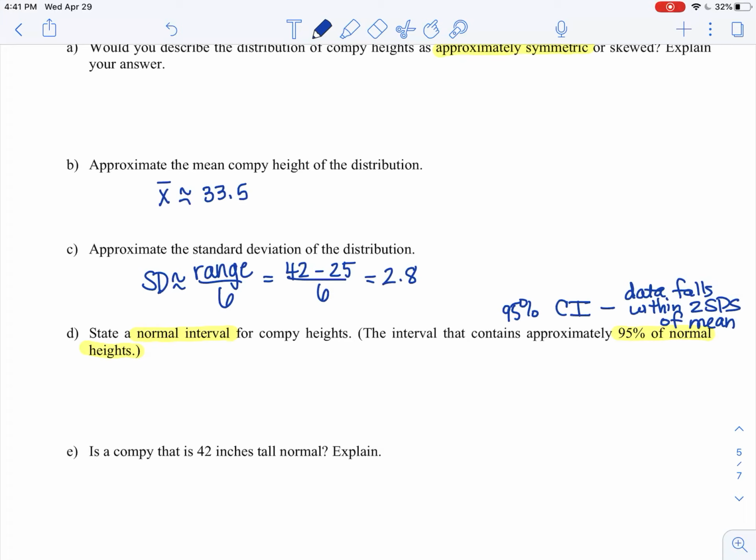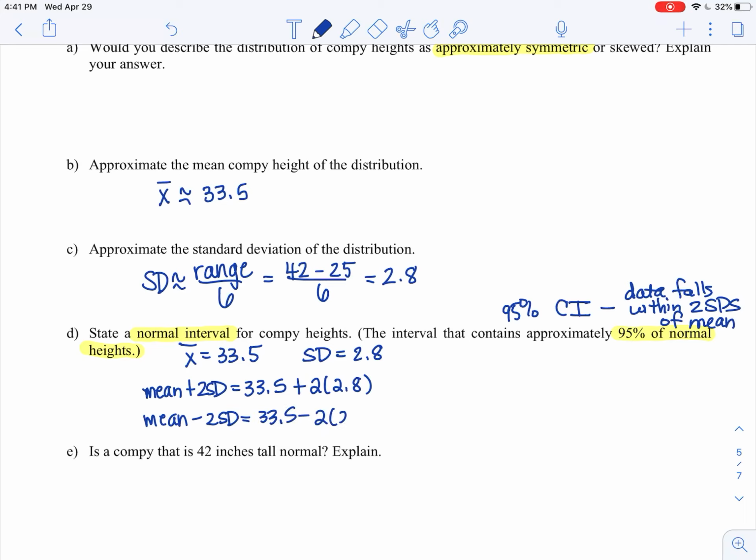Normal values versus abnormal. So state a normal interval for compy heights. That means you're going to take your mean, which is that 33.5. You're going to take your standard deviation, which we're saying is about 2.8. You're going to do 33.5 plus 2 times 2.8. That's the mean plus 2 standard deviations. And you're going to do the mean minus 2 standard deviations, so 33.5 minus 2 times 2.8. And that's going to give you the range of normal heights for a compy. So your highest value comes out to be 39.1. Your lowest value comes out to be 27.9.